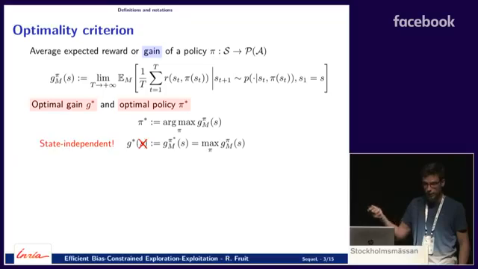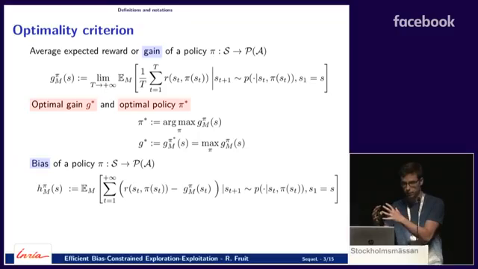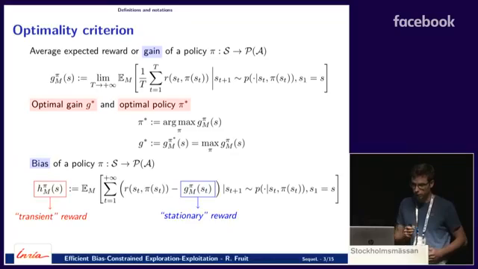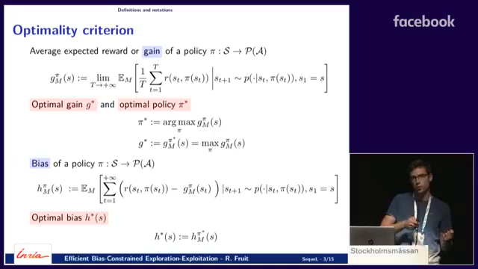Okay, and then there's another concept that we will need, which is the notion of bias. So for a given policy, the bias is the expected cumulative difference between the immediate reward that you get at time t and the gain. So if you want a high-level interpretation, the gain can be interpreted as the asymptotic stationary reward, whereas the bias is the transient reward of a policy. And the optimal bias is simply the bias of the optimal policy.